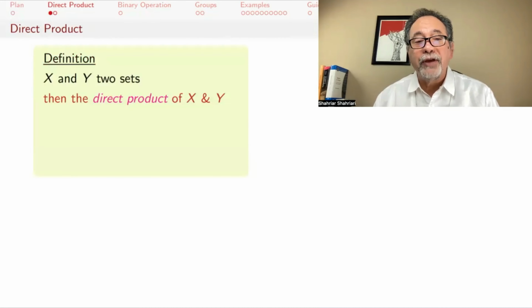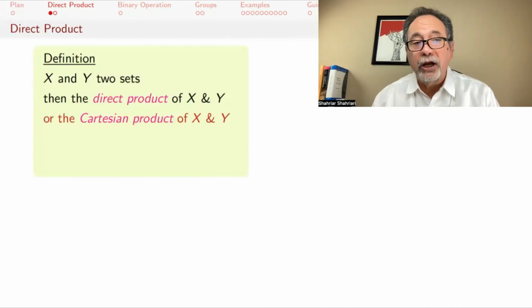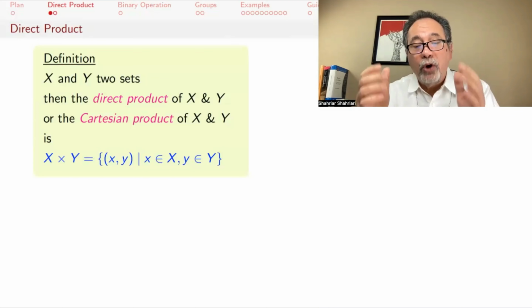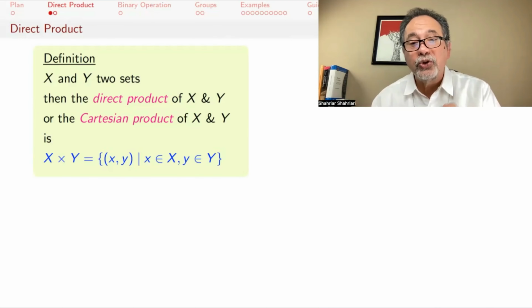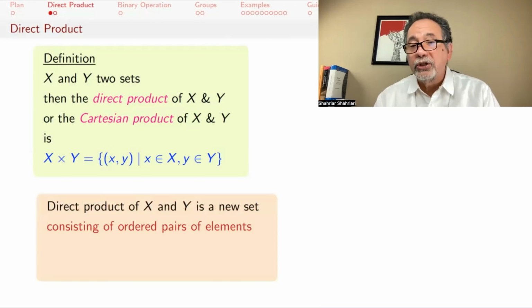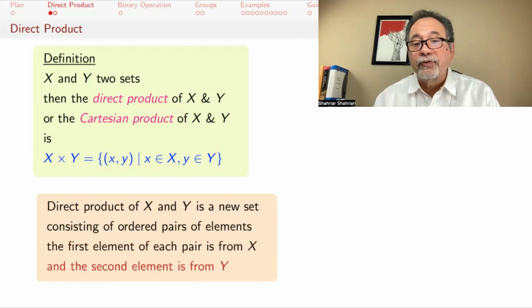The direct product of X and Y, or the Cartesian product of them, is denoted by X cross Y. This is another set. Parentheses, x comma y is one element. The first entry of that pair comes from the set X. The second entry comes from Y. So two sets walk in, and you create another set called X cross Y. The direct product of X and Y is a new set consisting of ordered pairs of elements. The order matters. The first one is from X and the second one is from Y.